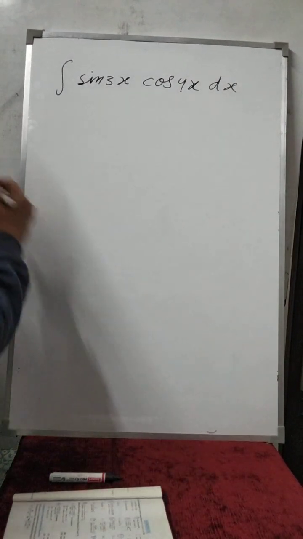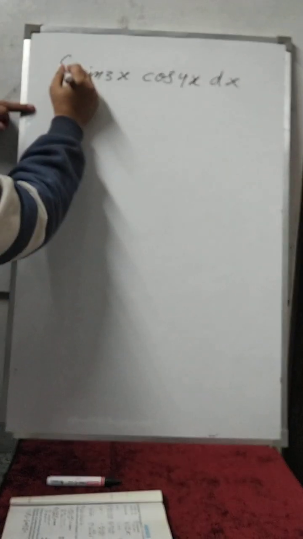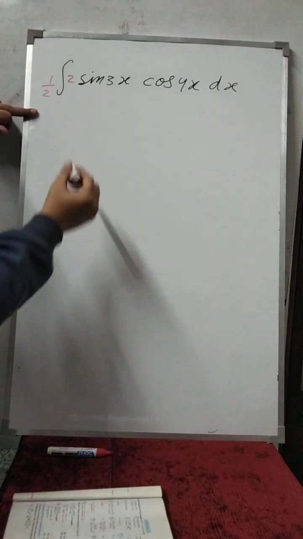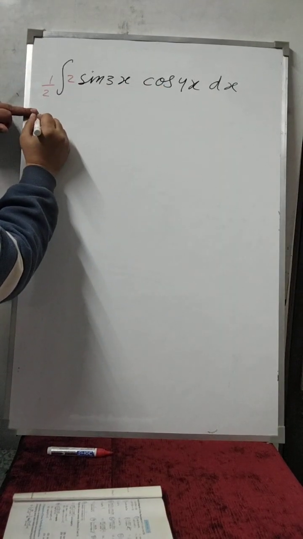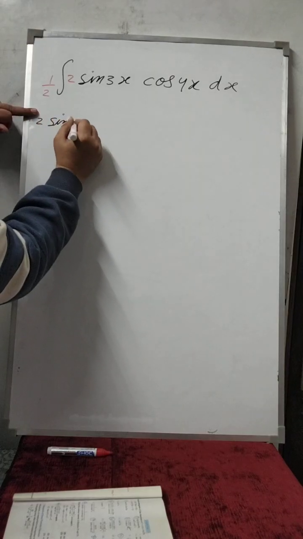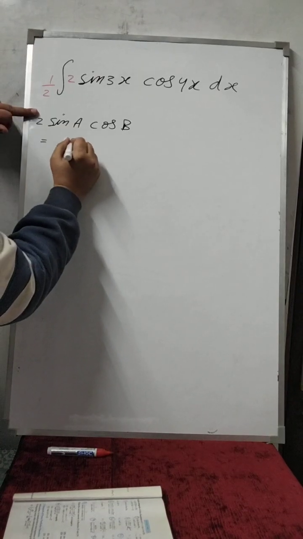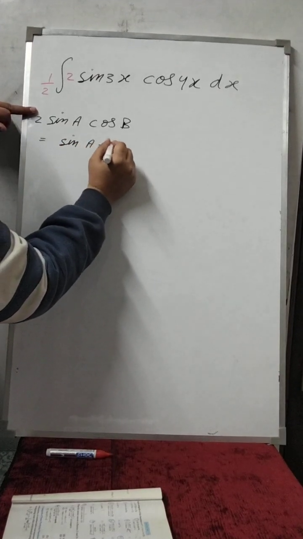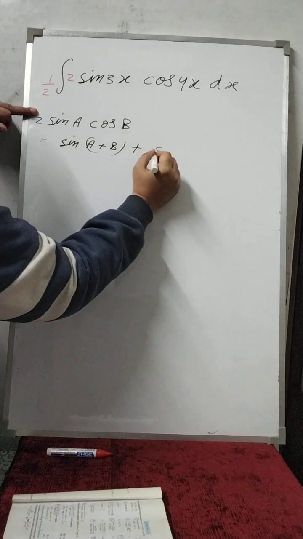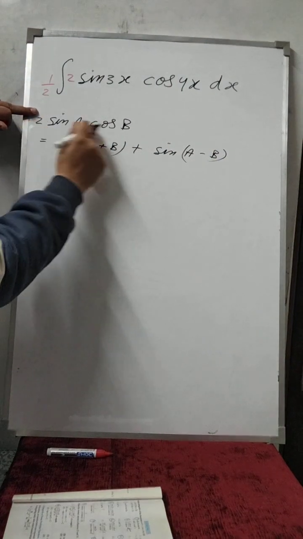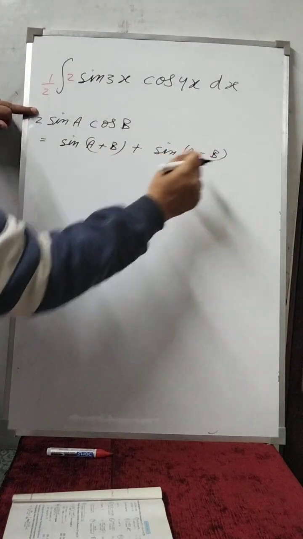What I will do is multiply this by 2 and divide this by 2. I can do that. The 2 and 2 will get cancelled, so it will remain as it is. Now what is the formula for 2 sin A cos B? It will be sin(A plus B) plus sin(A minus B).